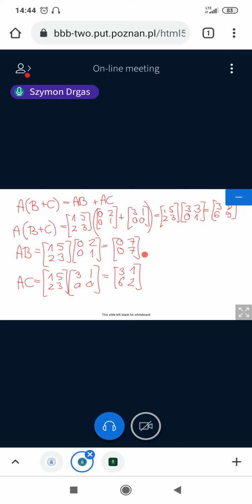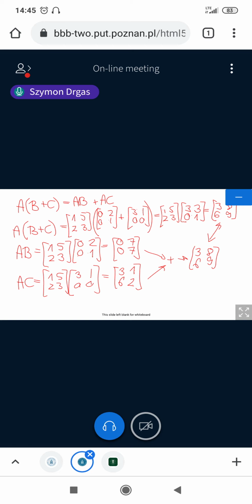Okay, and then if we add these two matrices, I will not rewrite it again, but just draw it like this, that I want to add these two matrices. So I have 0 plus 3 is 3, 7 plus 1 is 8, 0 plus 6 is 6, and 7 plus 2 is 9. So these two matrices are equal.